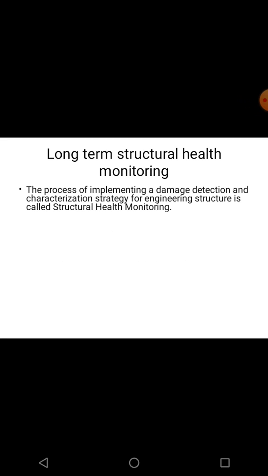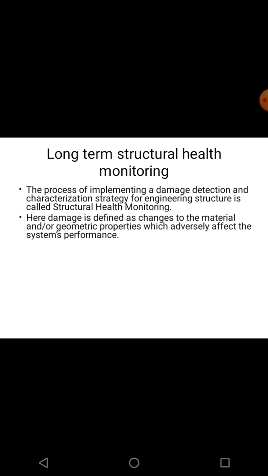I used the word damage. Here damage means a change in the geometric property of the structure which will affect the performance of the structure. Any change in a structure which will affect its performance is called damage. So here damage is defined as a change to the material and or geometric property which will adversely affect the system performance. Clear?